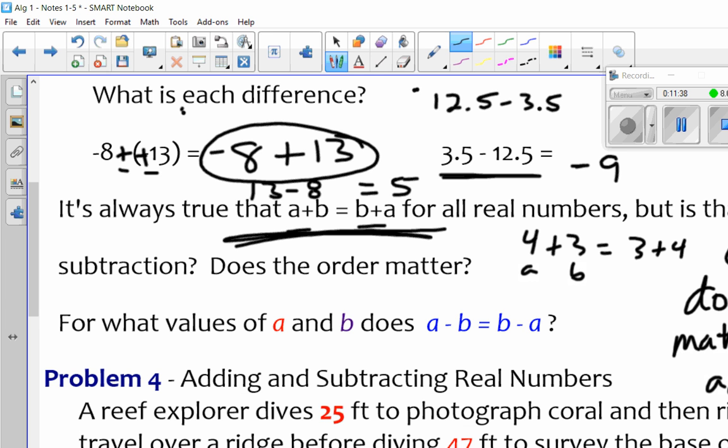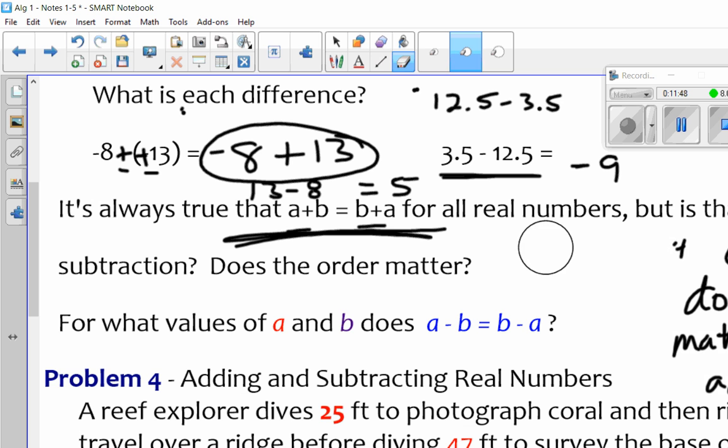Okay, so I can flip it, change it when I'm adding, and I'll still get the same answer. But I'm going to erase this here. You don't need to. If you have room somewhere else, write this down though. I'm going to use the same numbers, 4 and 3 for A and B, and I'm going to flip it.